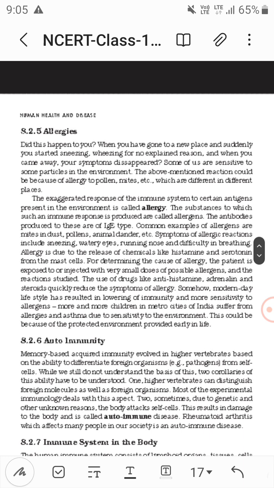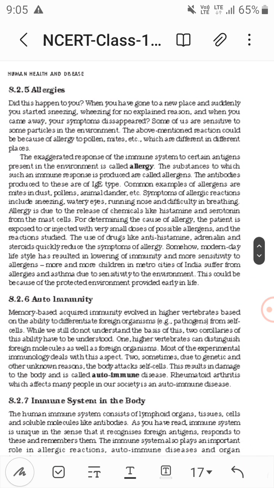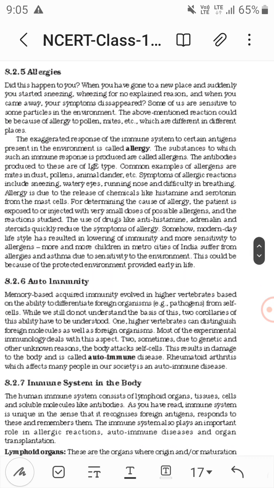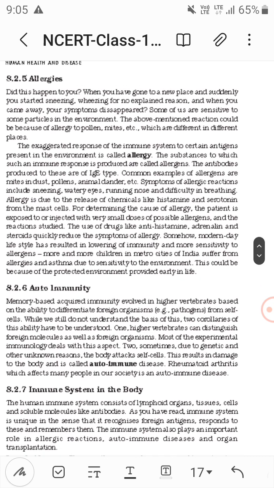Then allergies: the exaggerated response of the immune system to certain antigens present in the environment is called allergy.